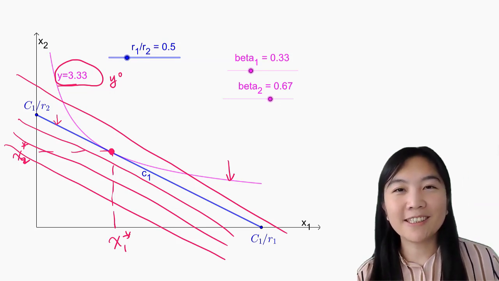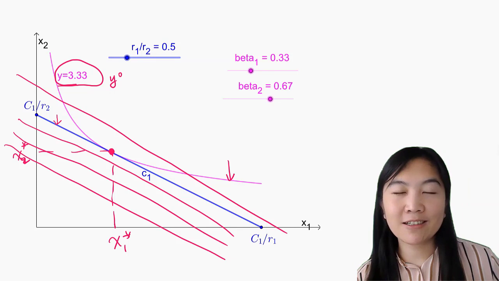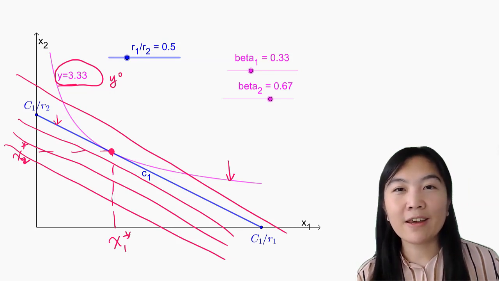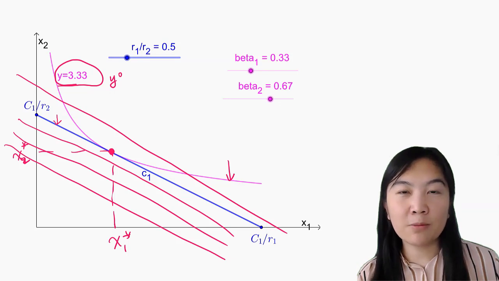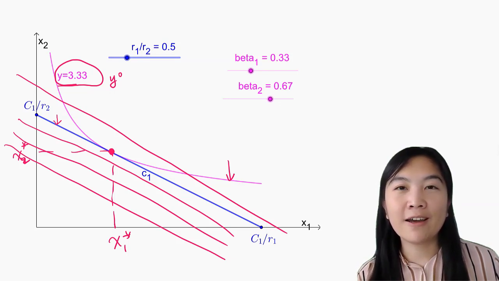I will stop here today, and next lecture I will explain what the implication is if you have a homogeneous function, what the implication is for the expansion path.